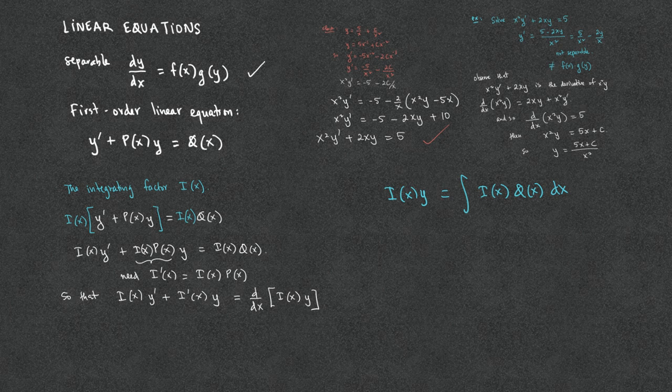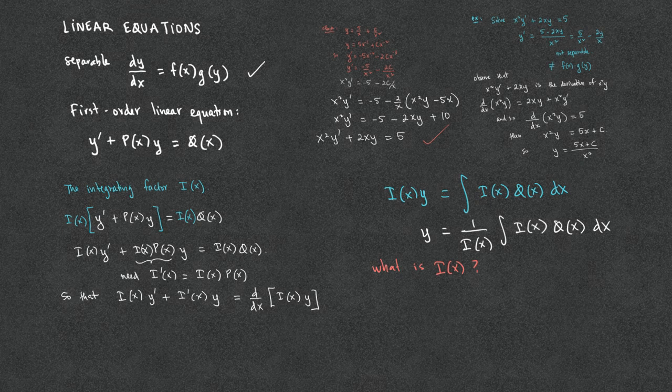Next, we isolate y. y is 1 over I(x) times the integral of I(x)q(x) dx. If we can integrate this, then we obtain the solution.